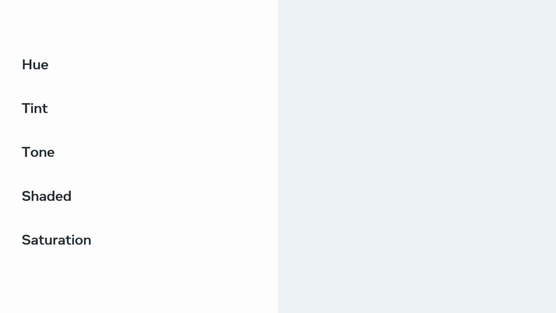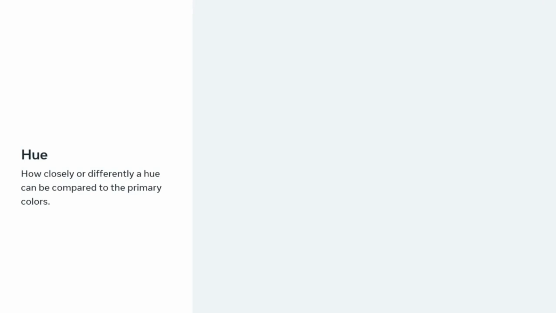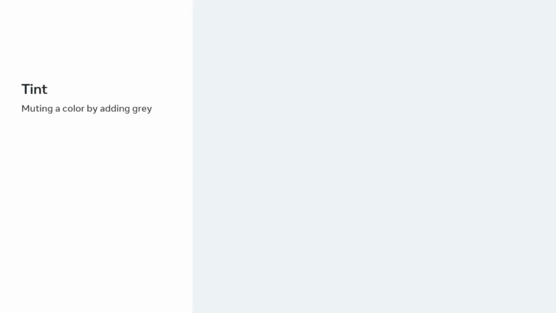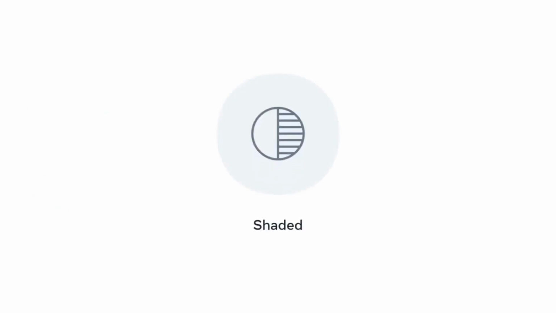Let's explore some more qualities of color. Color also has the qualities of hue, tint, tone, shade, and saturation. Let's discover what they mean. Hue describes how closely or differently a hue can be compared to the primary colors of red, orange, yellow, green, blue, indigo, and violet. So when you define a color as blue-green, you are using two hues to describe it. Tint is when a color can be tinted to make it lighter by mixing it with white. And tone is the process of muting a color by adding gray. Shade is the next element, and this is when you create a shaded version of a hue by adding black.